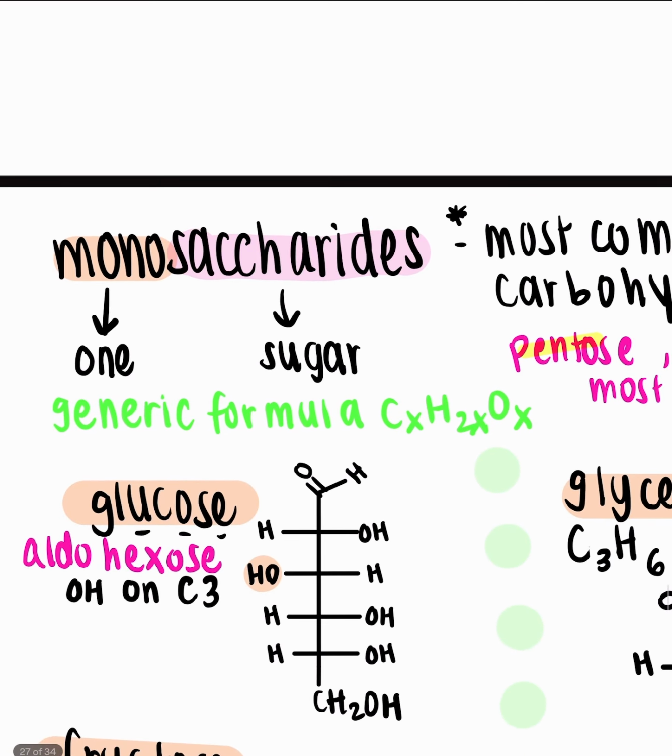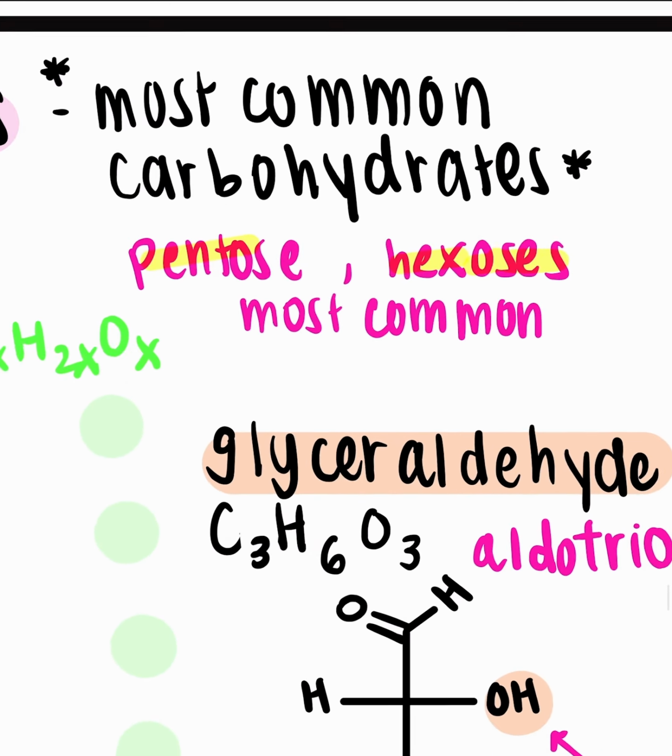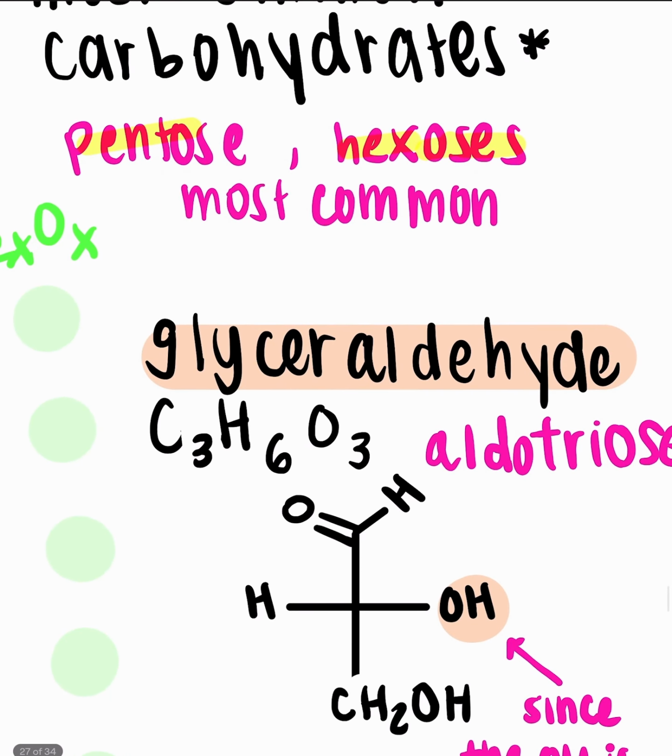So let's begin. The easiest one out of all of them is this one called glyceraldehyde. So let's go piece by piece. So 1, 2, 3. So again, 3 carbons, triose, because it's a 3-carbon sugar. And then aldo. Why aldo? Aldo is an aldehyde. So it has an aldehyde and it's a 3-carbon sugar.